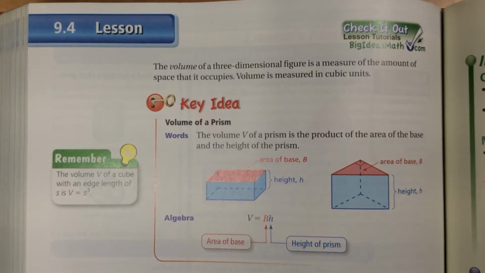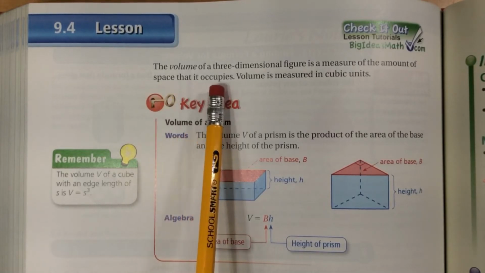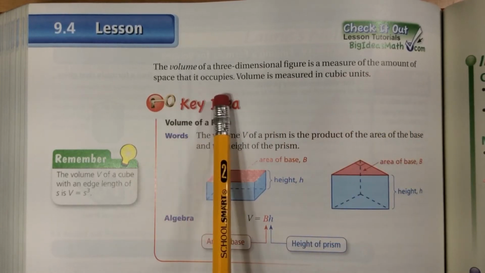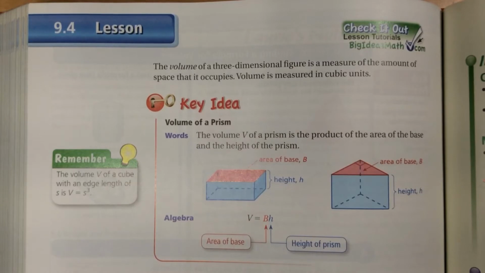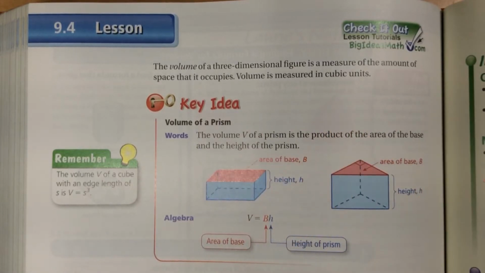Hey, this is lesson 9.4 talking about volume of prisms. And it says right here, the volume of a three-dimensional figure is a measure of the amount of space that it occupies. Volume is measured in cubic units. So when we did area, they were squared units, and now they will be cubic units. And we know cubic units, they'll be like this right here. They have that little 3 there. So centimeters cubed, or meters cubed, or feet cubed, something cubed.